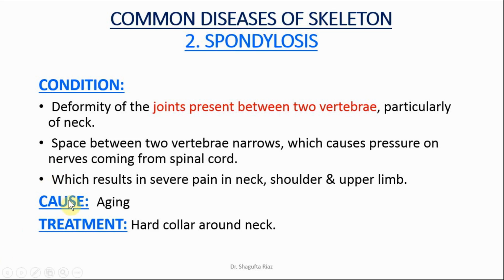What is the cause? Normally this condition is observed in aged people. Treatment: a hard collar is used around the neck, which normally supports the vertebrae to stay a little bit apart from each other, so that they don't press the nerve and cause pain in the neck.